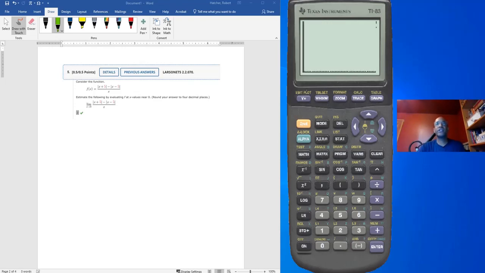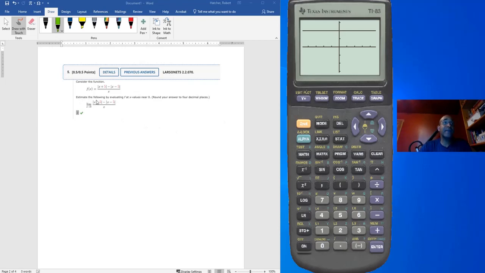If I graph that function, my zoom is a little messed up. Let's do zoom standard. That should show it. And we're doing this as x approaches 0, so this is perfect. I can actually zoom in a little bit. We can see that it approaches 2, like the answer you got. But to do this by hand, you would just estimate it by picking values that are closer and closer to 0. So we've done ones like this before.